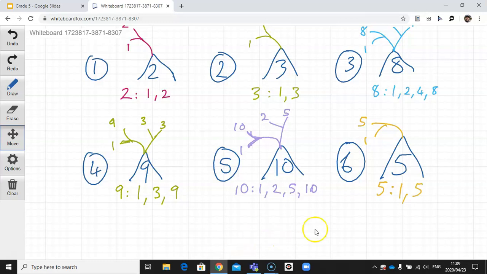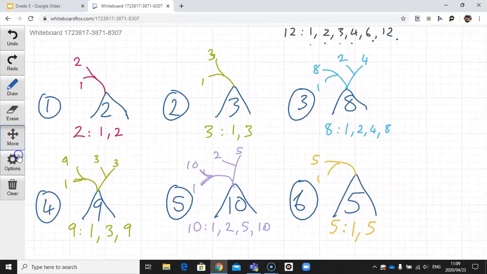Right, if we look at the ones we've done so far, you will notice that every single one that we've covered so far, whether it's got 2 factors or more factors, always has 1 and itself. All right, so every single number has at least 2 factors, and those factors are 1 and itself.